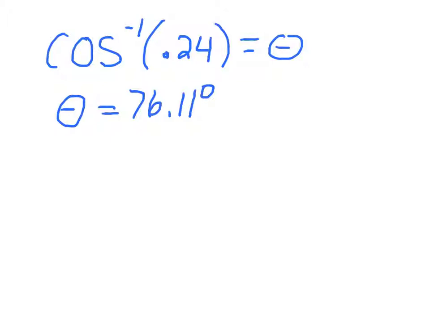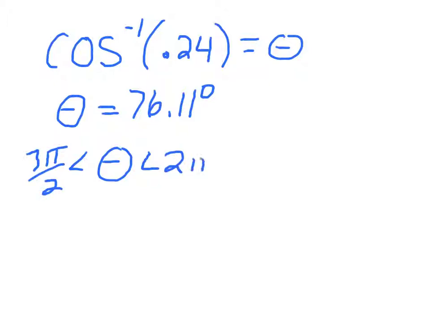Maybe it says that you have to do that problem, but you have to give the angle that's between 3 pi over 2 and 2 pi. So first of all, when you see this notation right here, you need to know that your angle needs to be in radians. So I'm going to switch my mode on my calculator and press the same thing, cosine inverse of 0.24, and my calculator tells me that that's 1.32 radians.